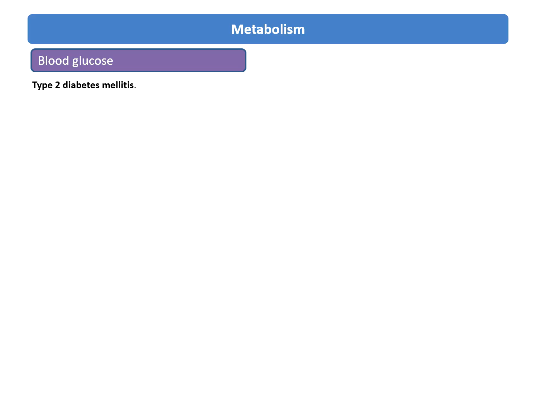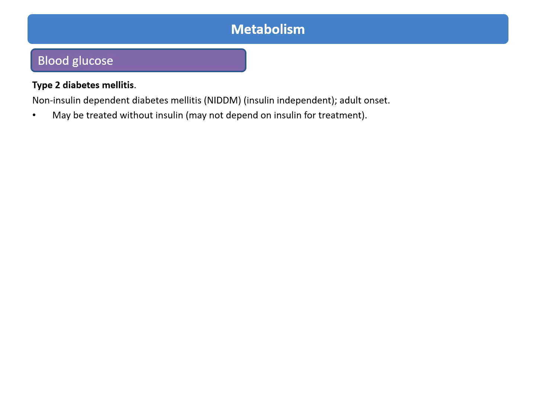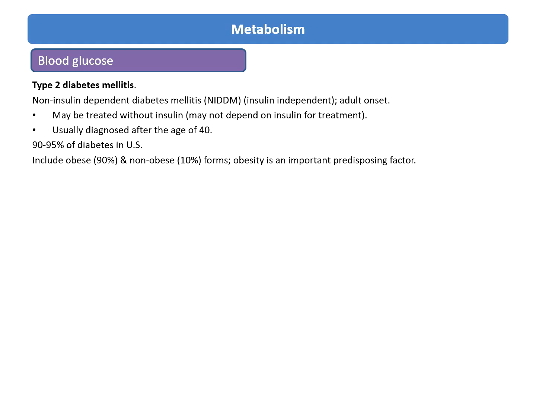Type 2 diabetes mellitus is referred to as non-insulin dependent diabetes mellitus, NIDDM, or insulin independent, sometimes referred to as adult onset. It may be treated without insulin, so it does not necessarily depend on insulin for treatment. Usually it's diagnosed after the age of 40. 90 to 95% of the diabetics in the U.S. have this form. It includes an obese form and a non-obese form.